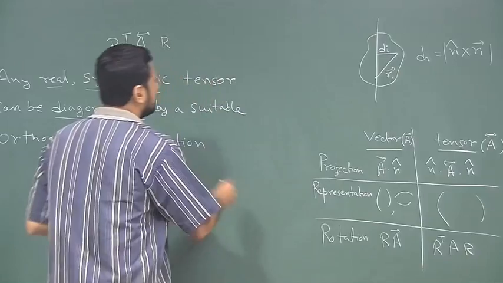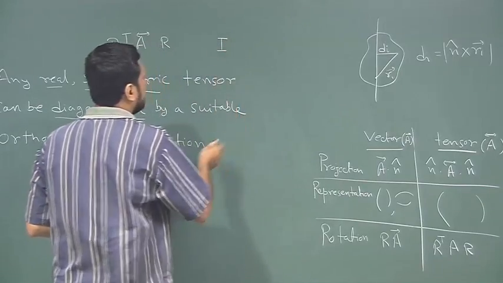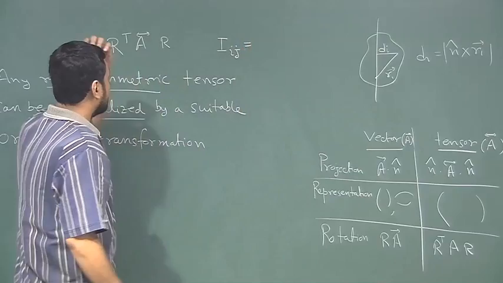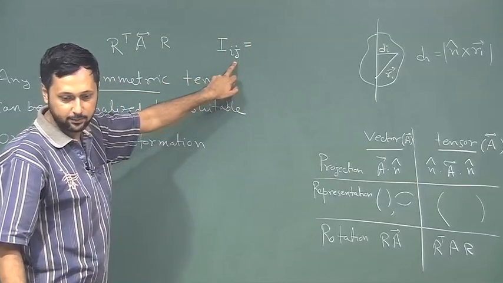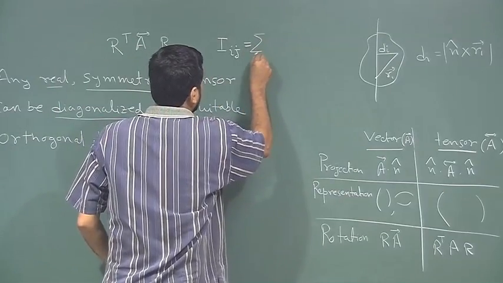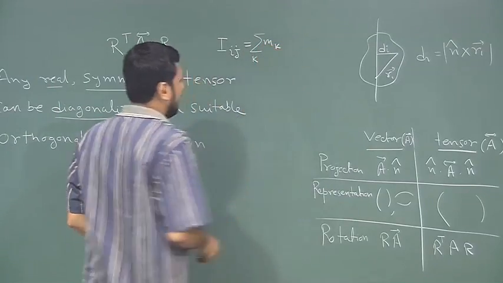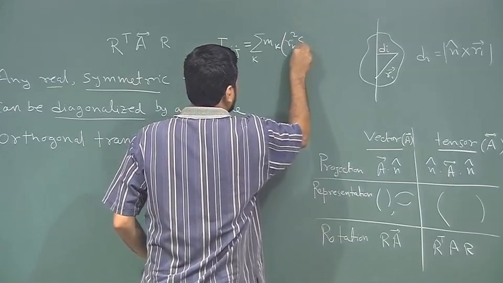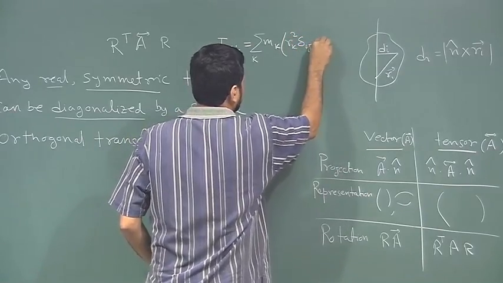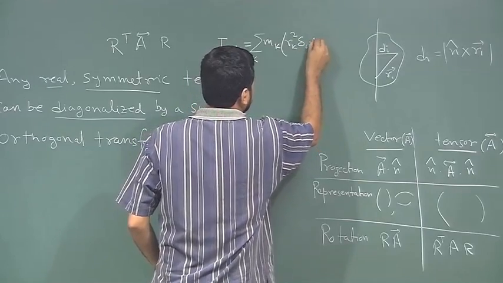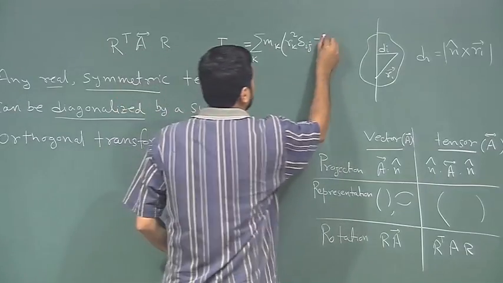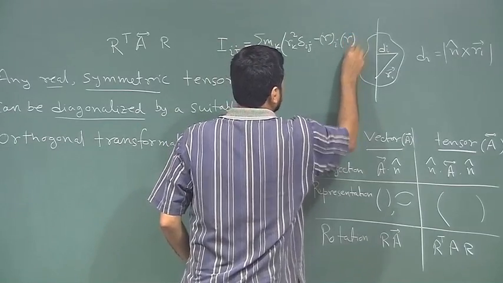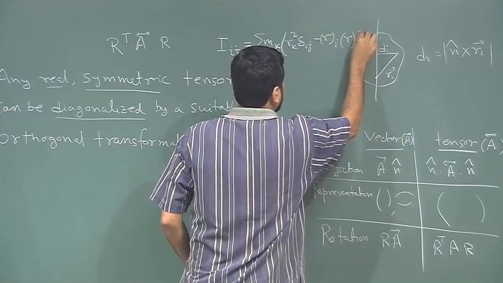Now, if I write the moment of inertia in a slightly different manner, in a particular notation, which is I of ij, i and j being 2 indices, it is the sum over k of m k, r k square delta i j minus r i r j, r of i and r of j. Okay. So, this is the form.